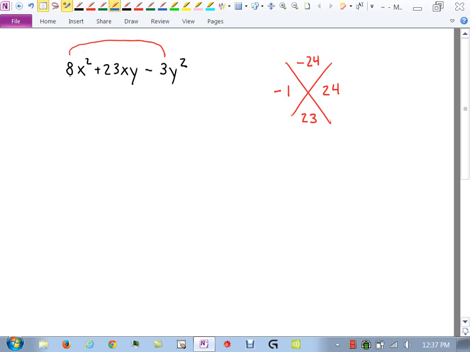Okay, now what we did is we take the first and last terms and we just rewrite them, right? Don't do anything else to them. And then the middle term, 23xy, we need to rewrite that using minus 1 and plus 24. So I put minus 1xy. Because I'm trying to get a 23xy, I'm going to use xy here. And then I use the 24 to put next to that plus 24xy again.